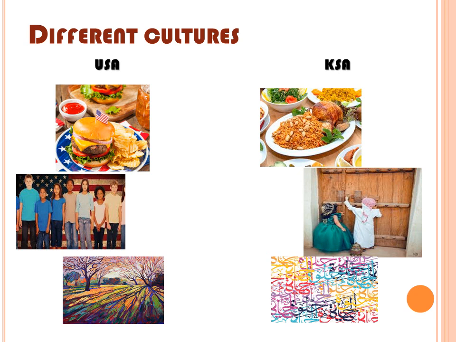So these are the different things. If we can see, the first pictures, they are food. The second picture, they are talking about the clothes. And the third picture, they are talking about the arts. But both of the countries have different ideas and different ways to represent their food, language, culture, their clothes and their arts.